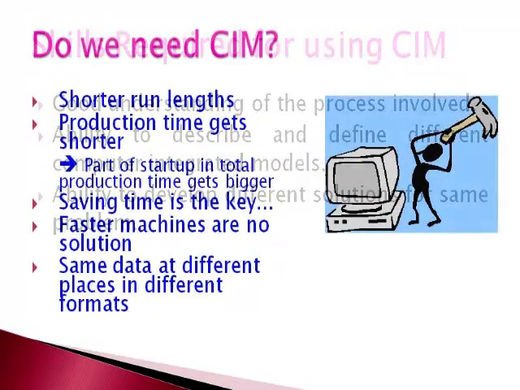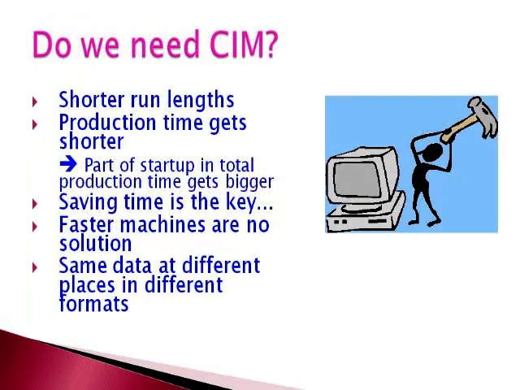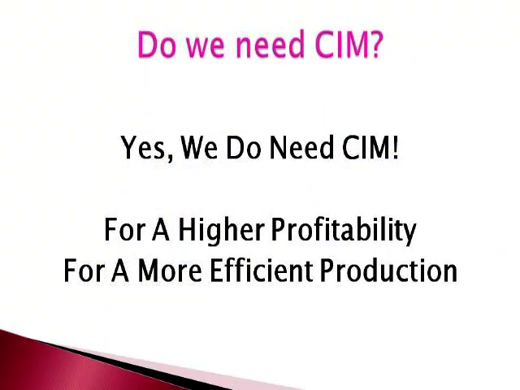Now I am asking a philosophical question: do we need CIM? Because run lengths are shorter and production time gets shorter, the part of startup in total production time gets bigger. Saving time is the key. Faster machines are no solution. The same data at different places is available in different formats. There are things which are in hand. Now tell us whether we require CIM or not. Do we need CIM? This is again a very big philosophical question.